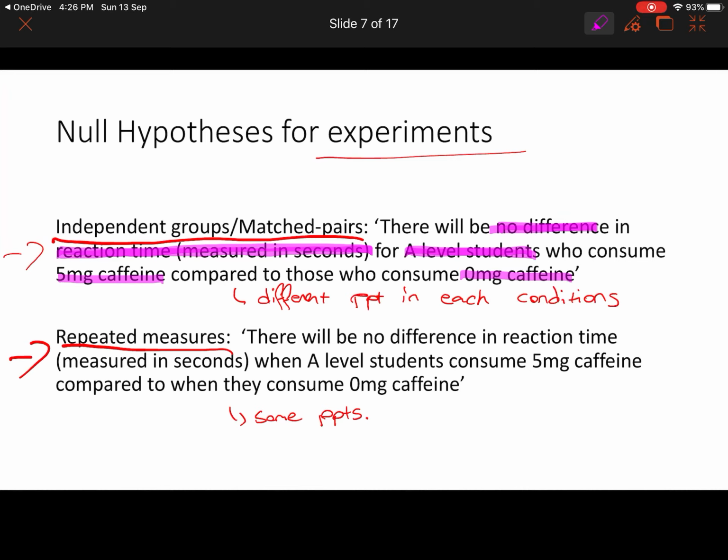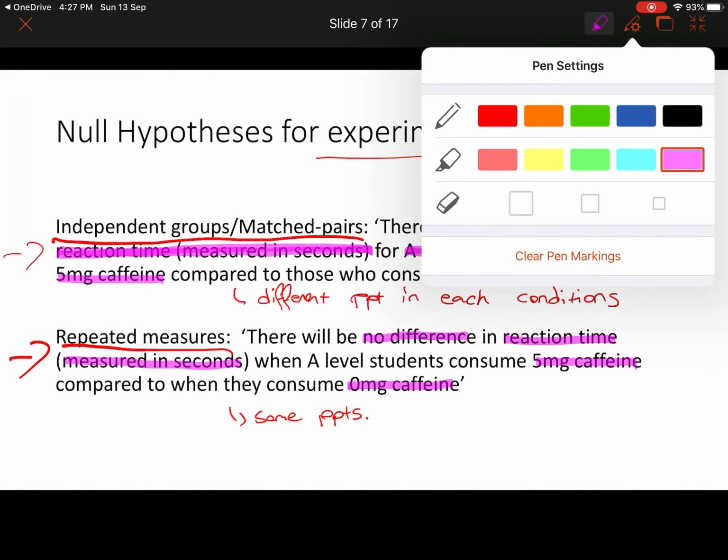Likewise, same experiment, but this time we're using a repeated measures design. There'll be no difference, a null hypothesis, in reaction time measured in seconds when A-level students consume 5 milligrams of caffeine compared to when they consume 0 milligrams of caffeine. So it's exactly the same idea, but we just need to slightly change our phrasing to reflect different participants in each condition in the independent groups and matched pairs design, and the same participants in a repeated measures design.